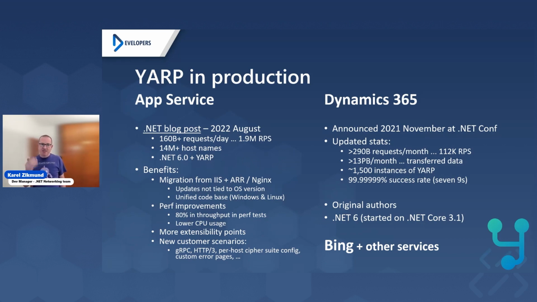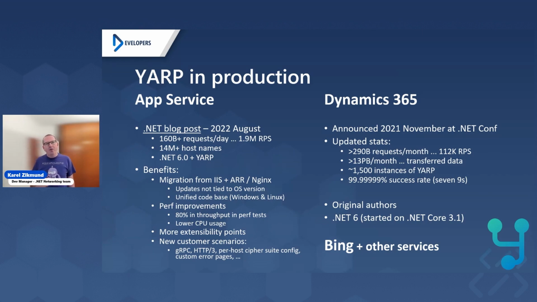They have lots of statistics and details you can go through, but the highlight is that they have pretty impressive RPS. On average, if you don't count spikes, it's almost 2 million RPS. That's a lot. 14 million host names. They're running on .NET 6 plus YARP. I believe they have plans to upgrade to .NET 7 and obviously later to .NET 8.